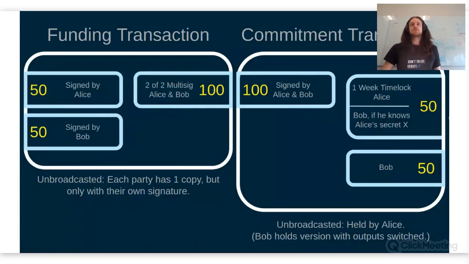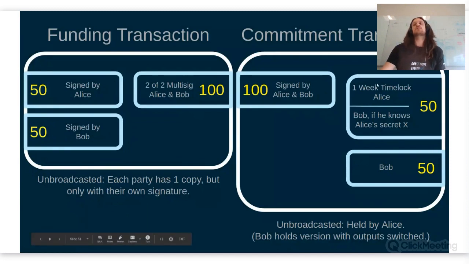Now, they each create this version of the commitment transaction, and so they both know that as long as Alice hasn't told Bob her secret, she's okay with someone broadcasting this transaction, because she just needs to wait 1 week and she gets her money back. And they each hold a different version of this. So Bob will hold the same version, but with his money stuck in a time lock that Alice can claim if she knows his secret.